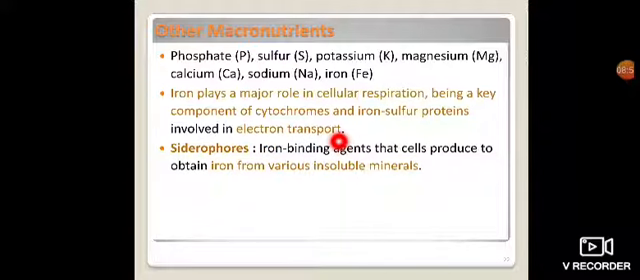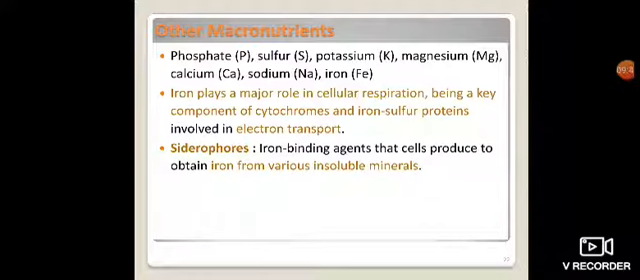So the first important constituent is carbon, the second is nitrogen, and the third is iron, which plays a major role in cellular respiration. Cellular respiration means the exchange of oxygen, carbon dioxide and all these processes for the development of your microorganism, as well as iron-sulfur protein involved in electron transport. Sulfur and iron also participate in electron transport processes, as well as the iron-binding agents that the cell produces to obtain iron from various insoluble materials.